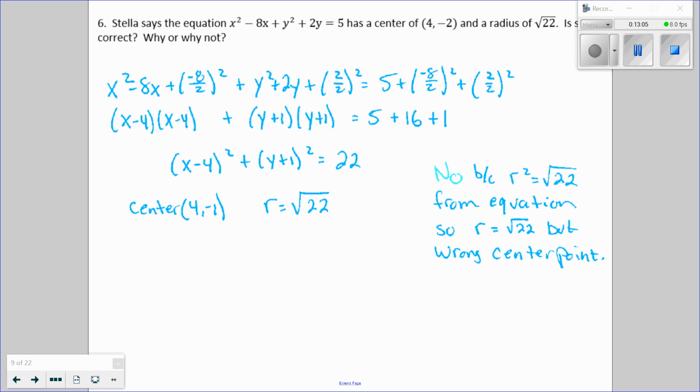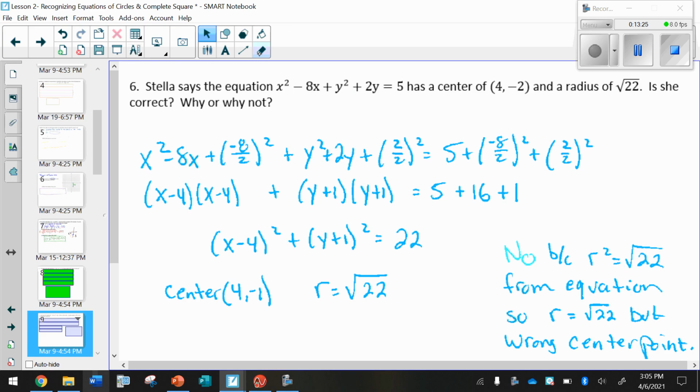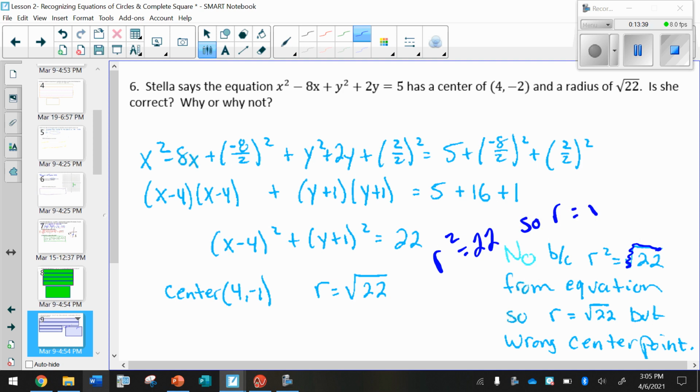No, Stella is not correct, because r squared is equal to 22 from the equation. Or, I'm sorry, yeah. The r squared equals 22. I have it written wrong. The r squared equals 22, which means her radius is radical 22. R squared equals 22, so r, the radius, is radical 22. That's what it's supposed to be here. No radical there.